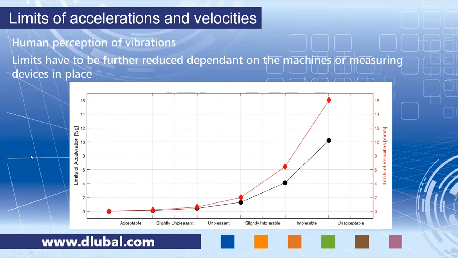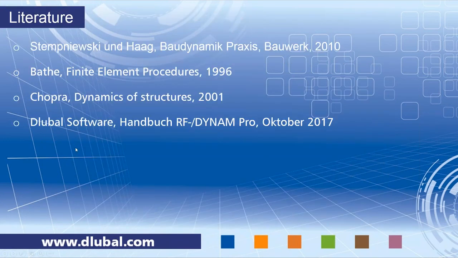Just quickly back once more to the slides, just to give you some literature hints. The first one is in German, but I'm sure there are some in English as well, where you find some hints to acceleration and velocity limits, and also some hints for excitations, machine-induced vibrations. The two, Bathe and Chopra, these are theoretical books where you find some more information about the solvers. And of course, we have the manual, which is still from October 2007. It's just in the updating process.